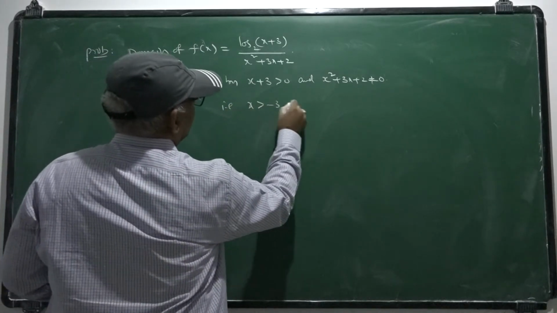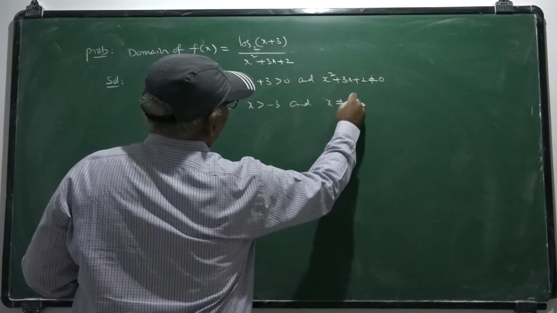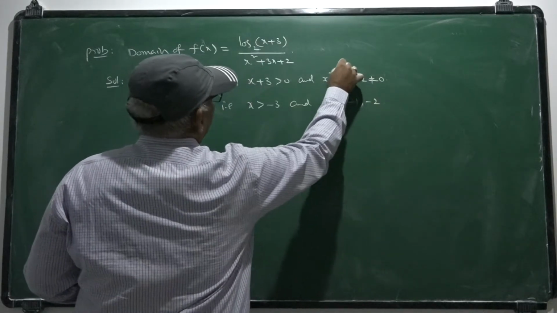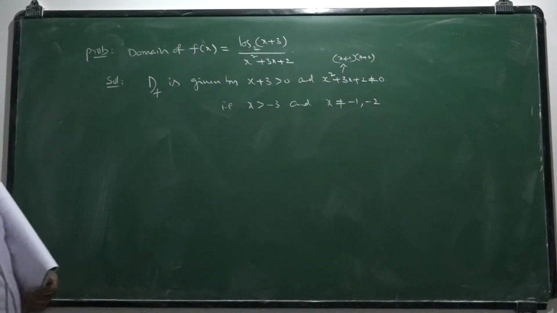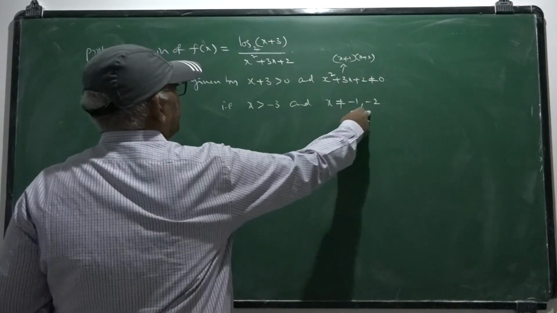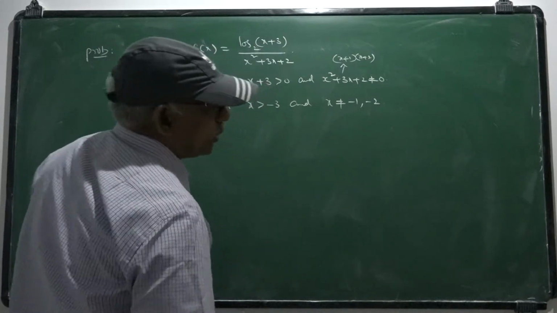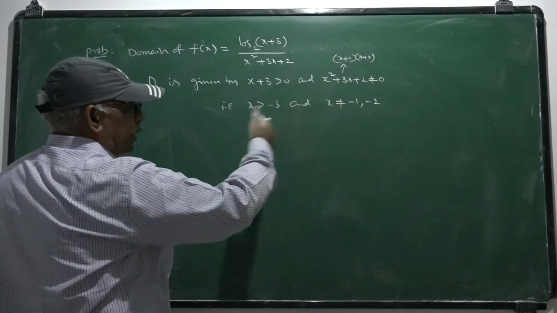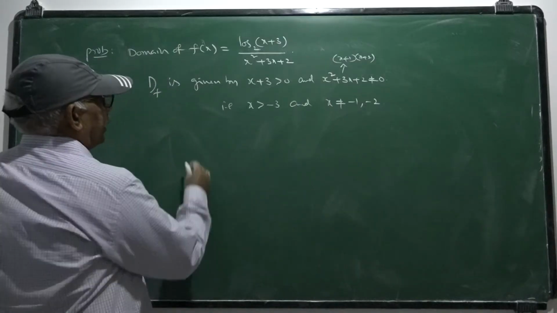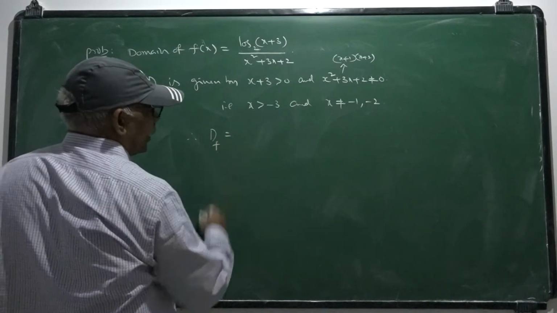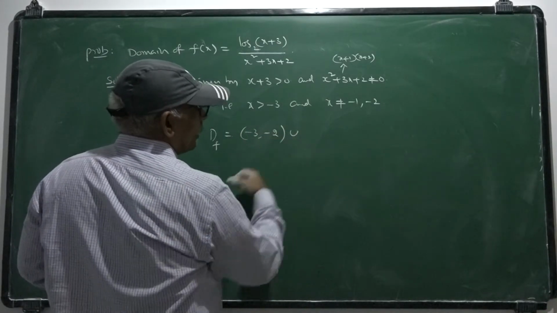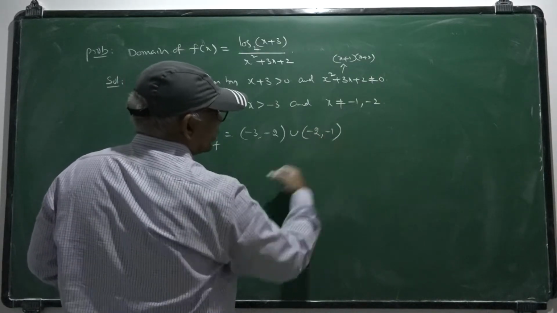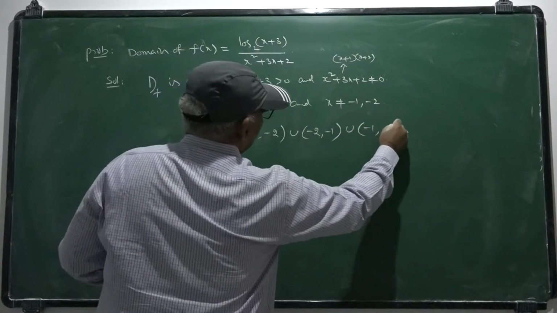That is, x is greater than minus 3 and x is not equal to minus 1 and minus 2, because the denominator may be written as x plus 1 into x plus 2. So x is not equal to minus 1 and x is not equal to minus 2. Except these two values, for the remaining values where x is greater than minus 3, the function is defined. Therefore, the domain of f is from minus 3 to minus 2 union minus 2 to minus 1 union minus 1 to infinity.